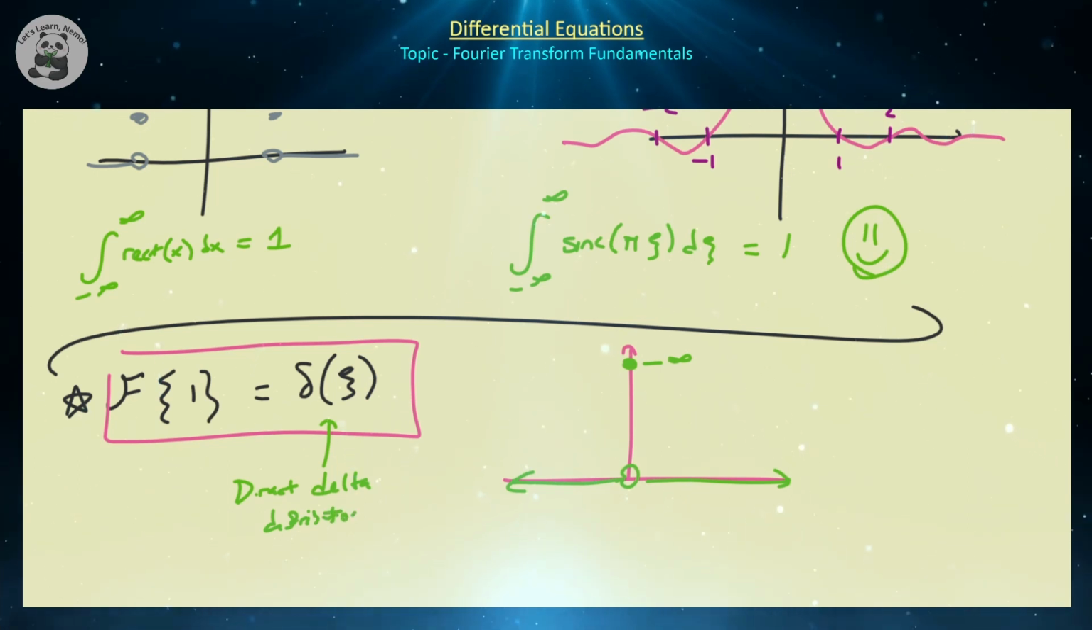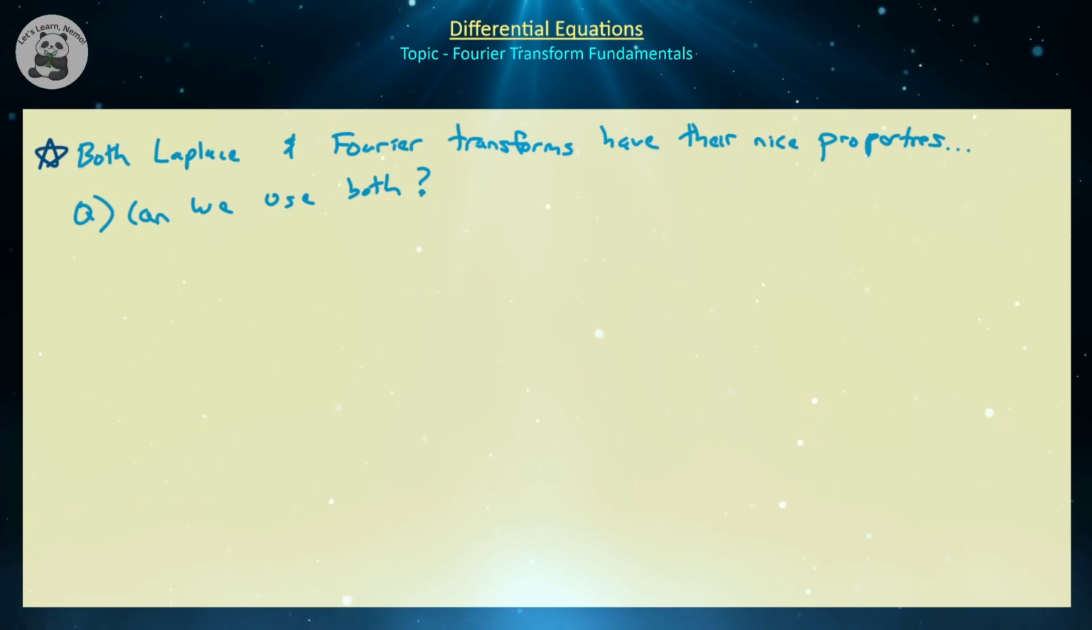So proving that the Fourier transform of 1 is equal to the Dirac delta distribution is definitely going to be important for some of the statements I make later on in this video. One of the main properties that I want to illustrate is the following.